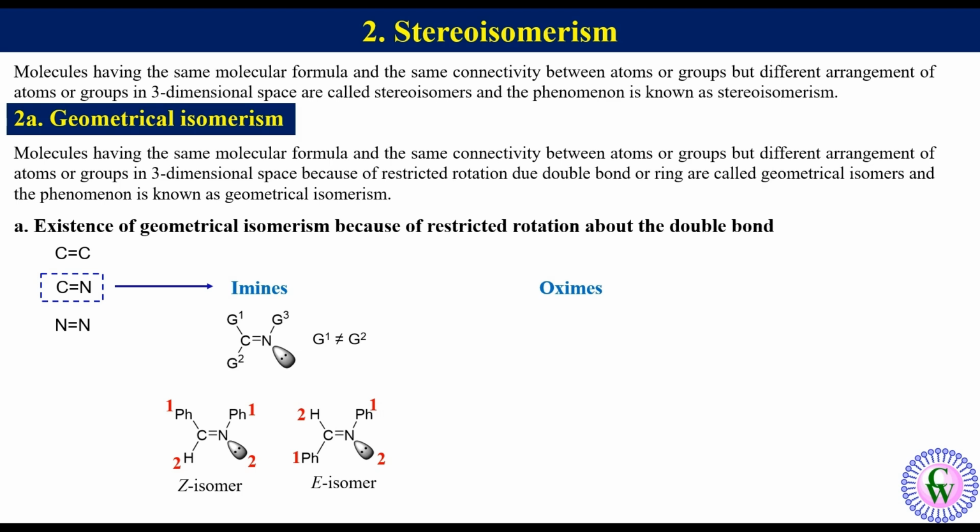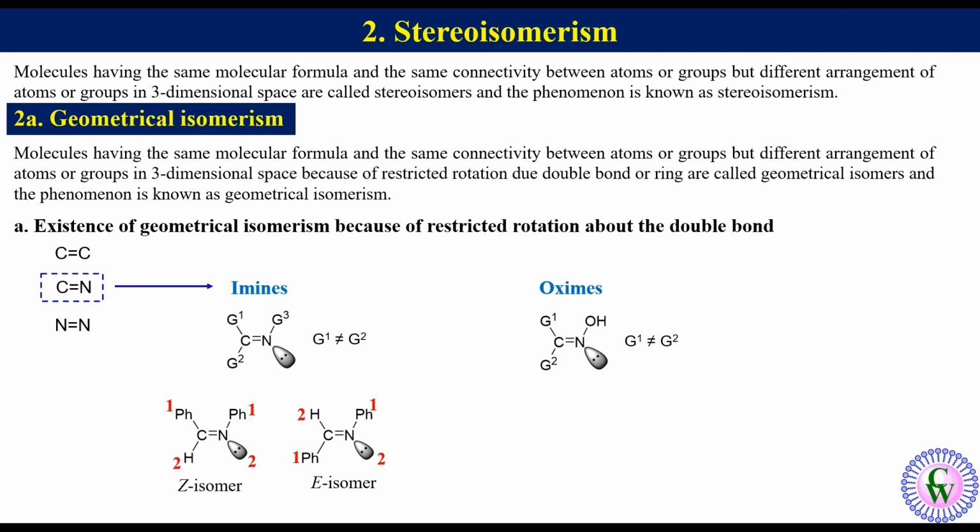An oxime can be represented like this. Here also there is a lone pair on the nitrogen. For an oxime to show geometrical isomerism, G1 and G2 should be different.